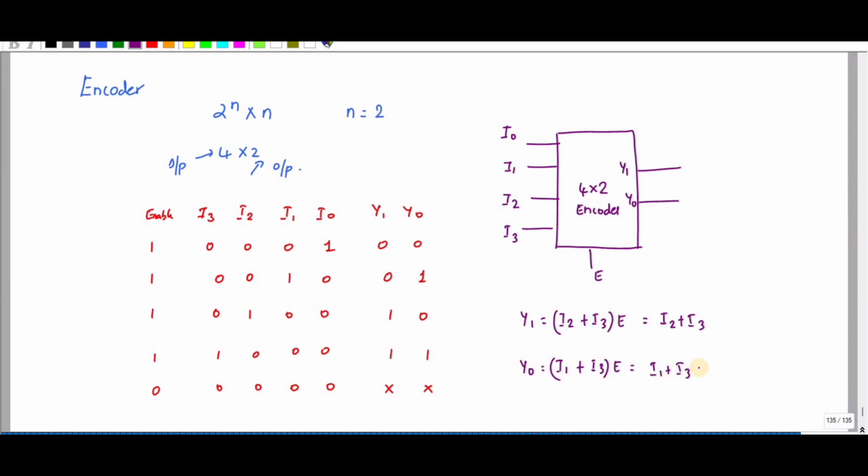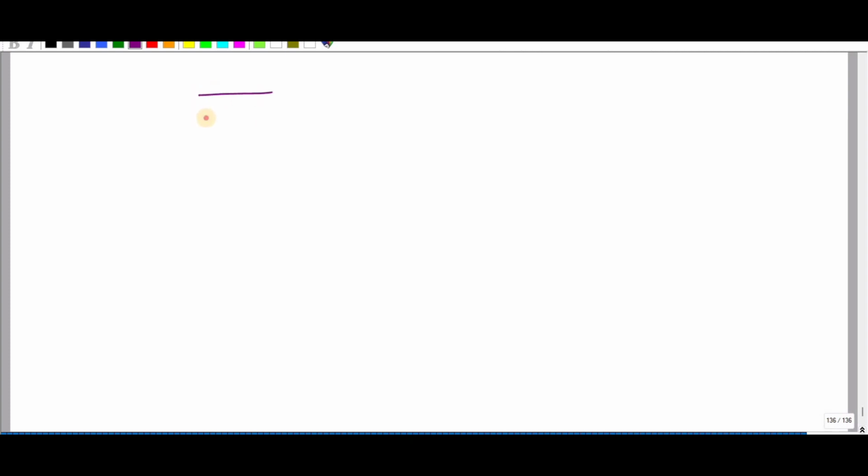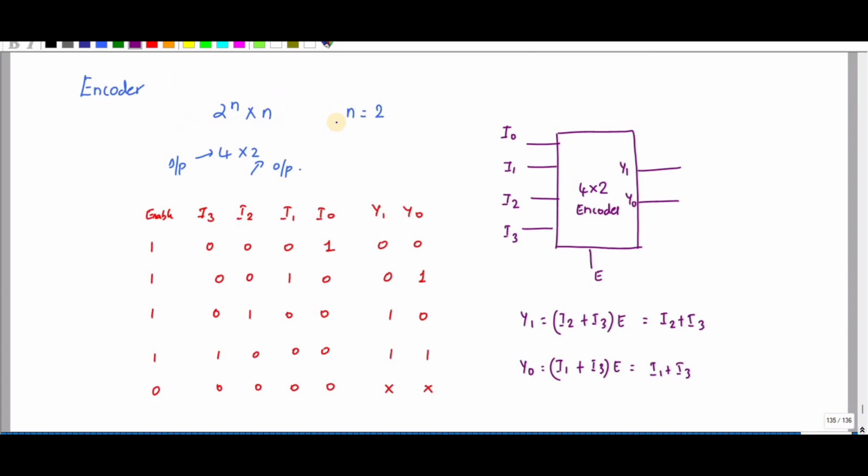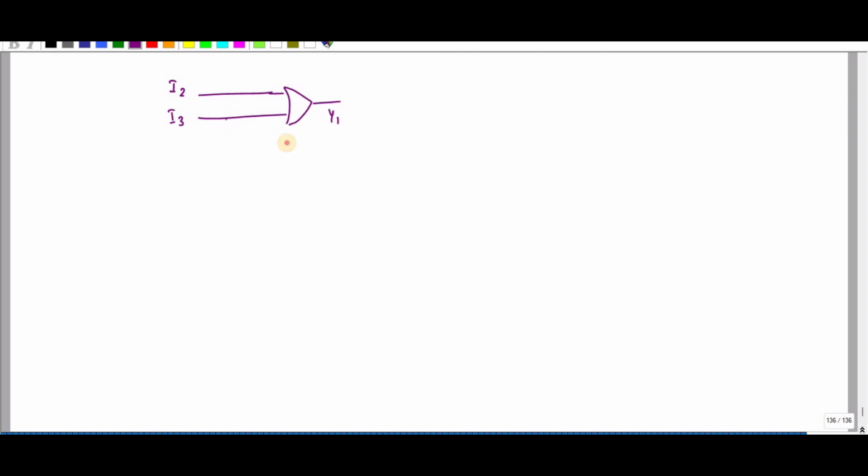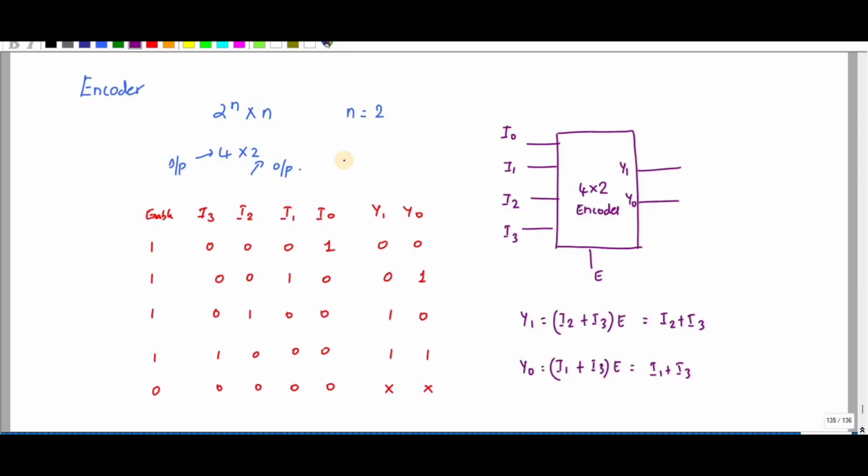So how to implement this? I2 and I3 gives your y1. Next, I1 and I3 gives your y0.